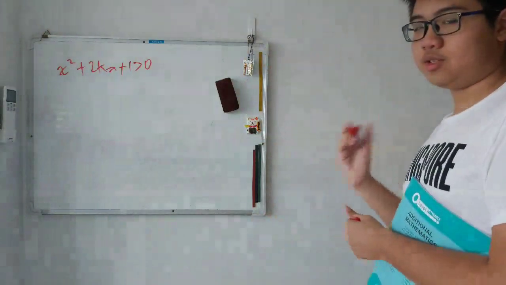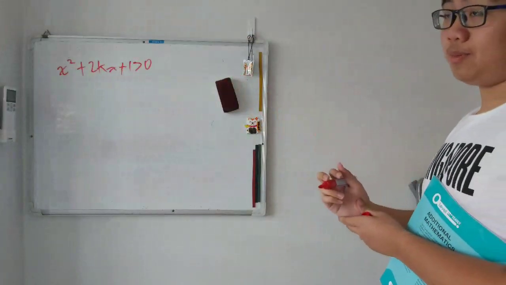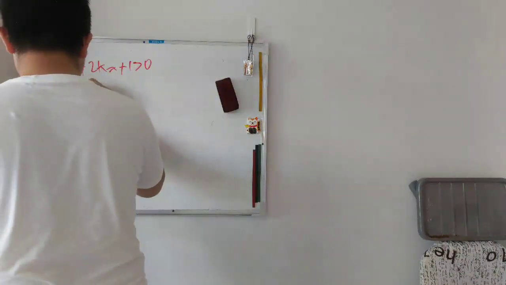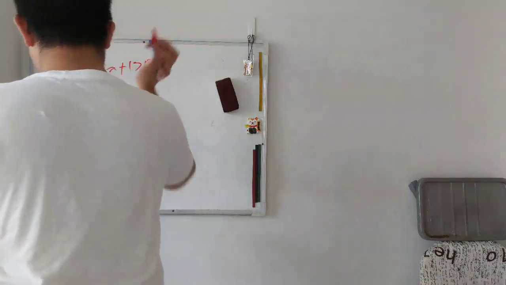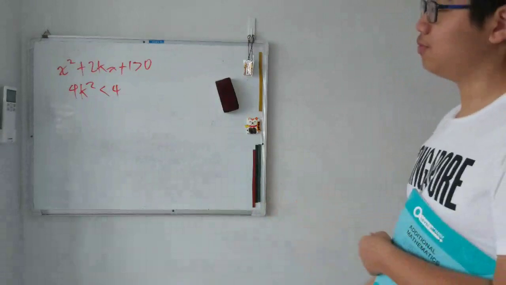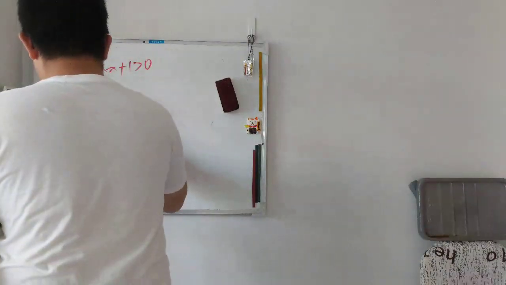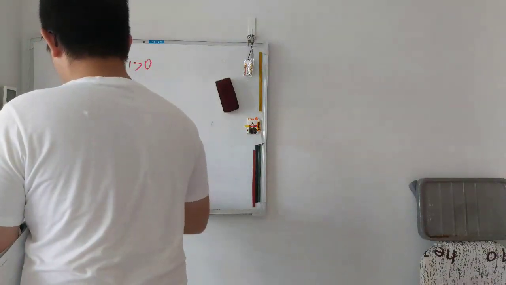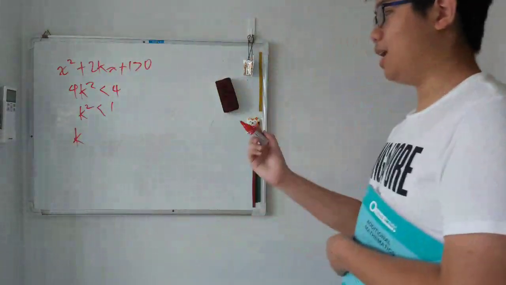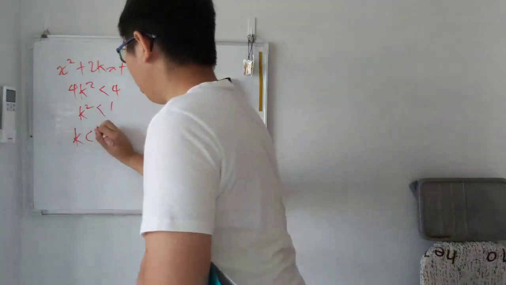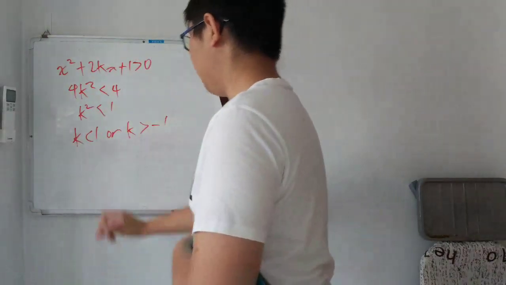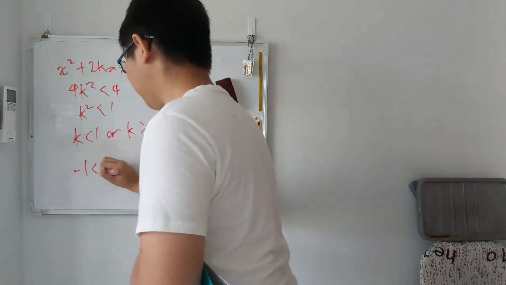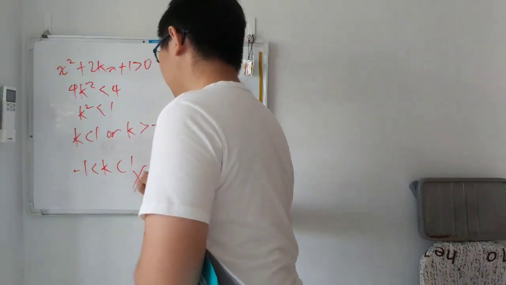Okay? So, if this is more than 0, what does it mean? It means b squared is less than 4ac. So, 4k squared is less than 4, because this 1 is 1. Okay, what can we do now? k squared is less than 1. Square root both sides. This time we do need to consider plus minus. So, k is less than 1 and k is greater than negative 1. Combine the two inequalities: negative 1 less than k less than 1.